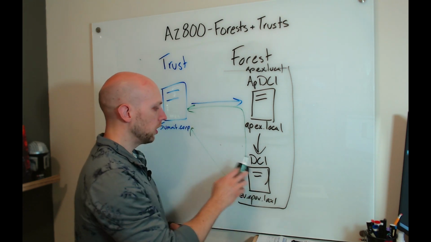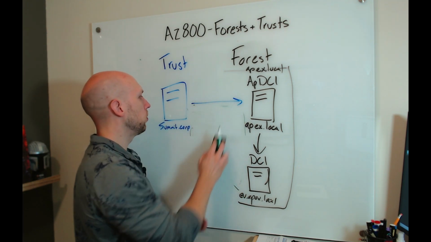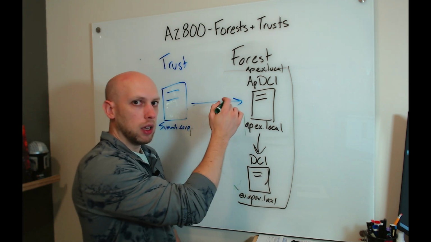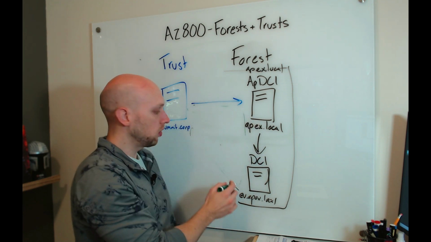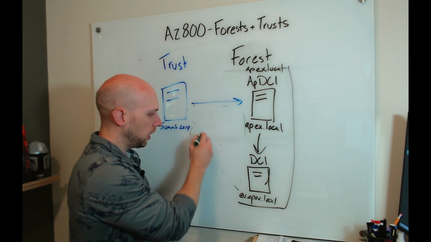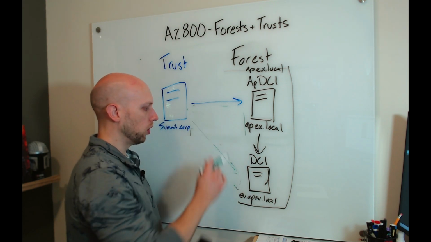If it was non-transitive, this doesn't work. It means that the trust was set up between summit.corp and the parent domain apex.local, and only that works. And if I want this to work as well, I have to set up a second incoming trust to apex.local. That's non-transitive. That doesn't work.